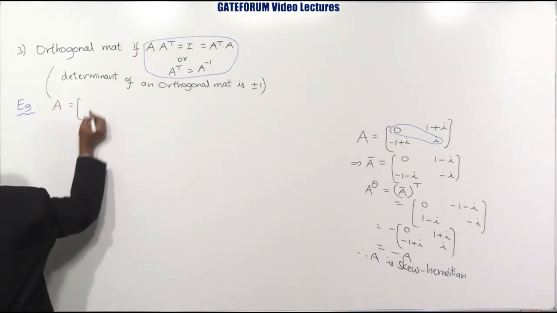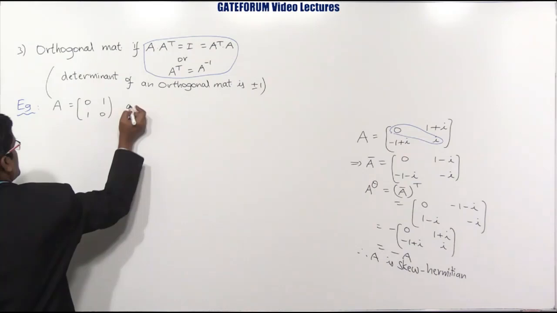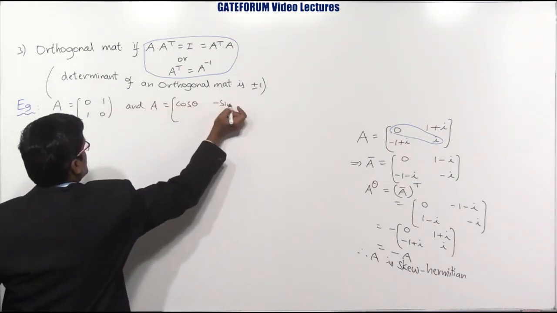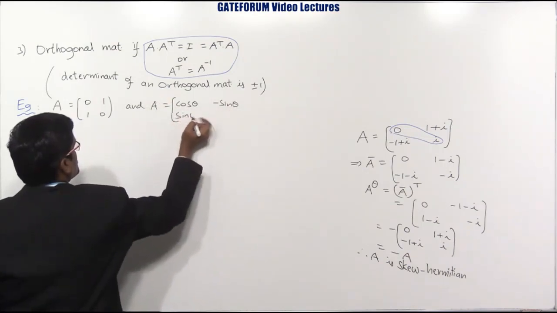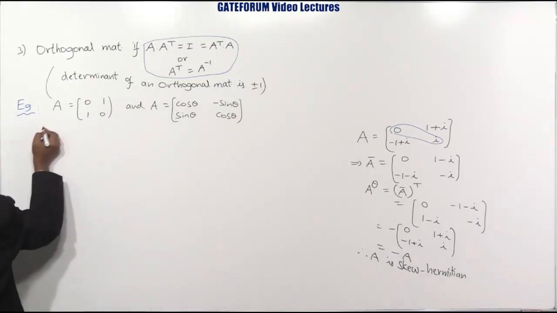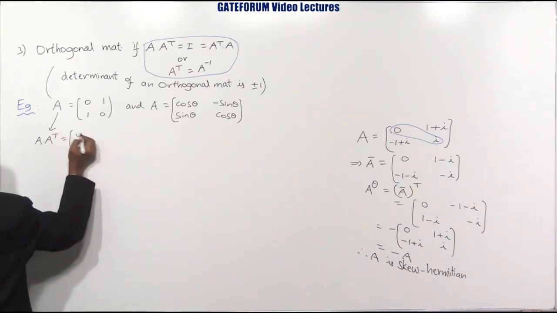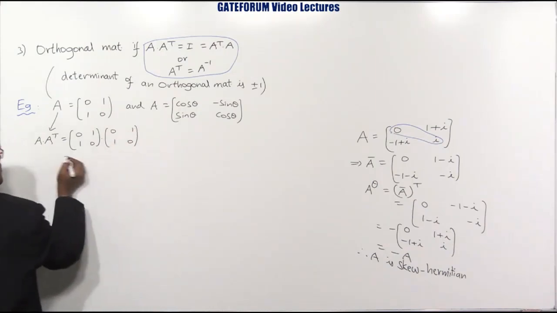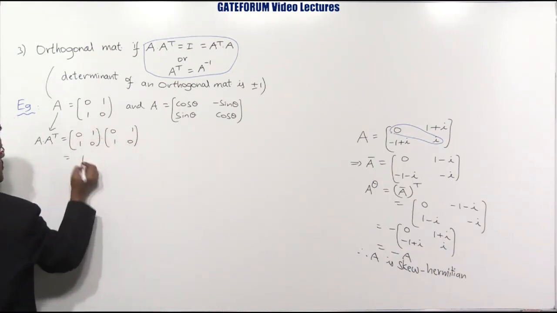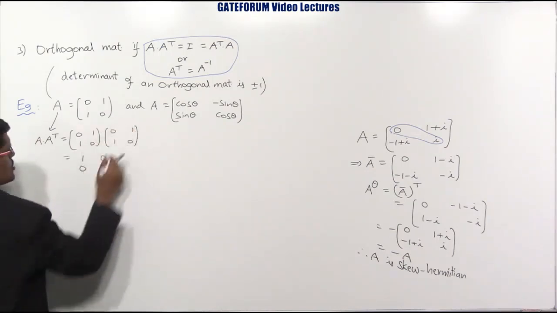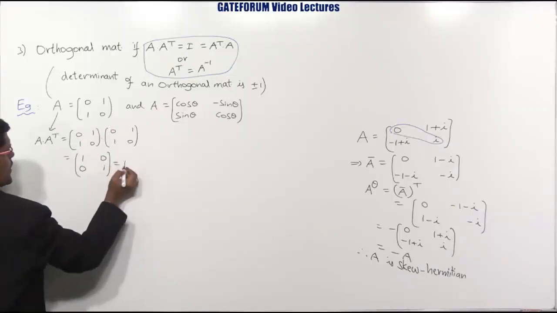See this example: A is equal to 0, 1, 1, 0. And another example: A is equal to cos theta, minus sin theta, sin theta, cos theta. This example is very important, a standard example. For the first, I am calculating A into A transpose. The transpose of 0, 1, 1, 0 gives the same matrix. In matrix multiplication, first row into first column gives 1, first row into second column gives 0, second row into first column gives 0, and second row into second column gives 1. Finally, you get the identity matrix.